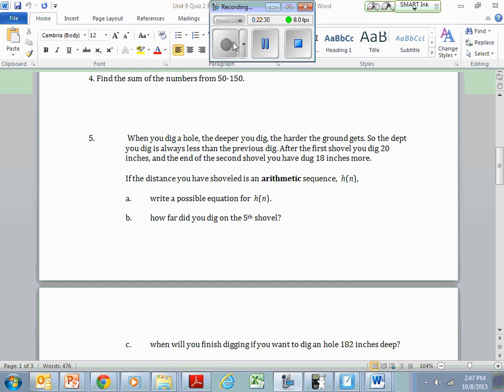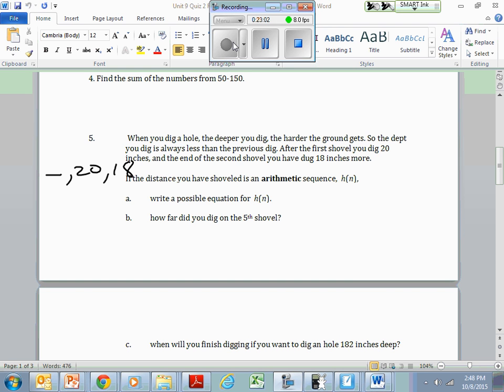Number 5. When you dig a hole, the deeper you dig, the harder the ground gets. So the depth with an H should be in there. What you dig is always less than the previous dig. After the first shovel, you dig 20 inches. And at the end of the second shovel, you dig 18 inches. Let me put those numbers so you can kind of see them in order. After you dig the first time, you get a 20. And then you do it again, you wind up with an 18.